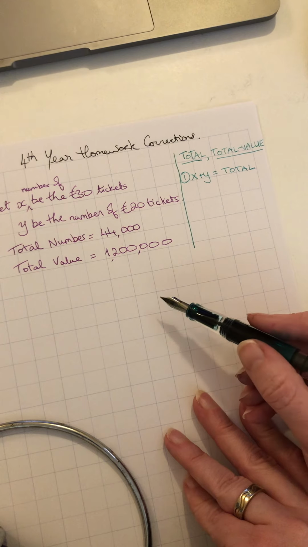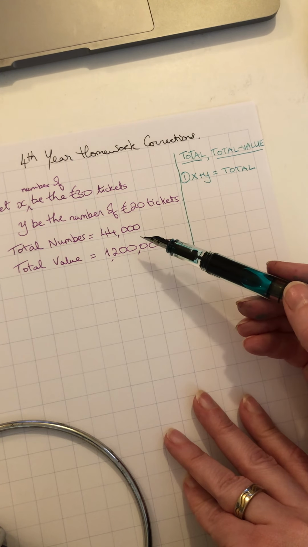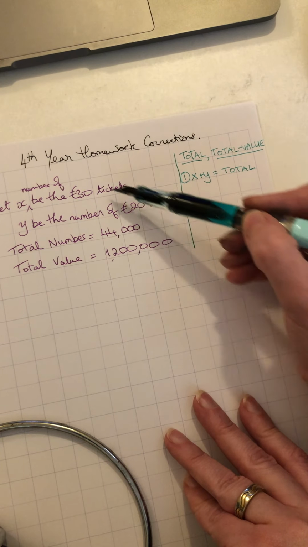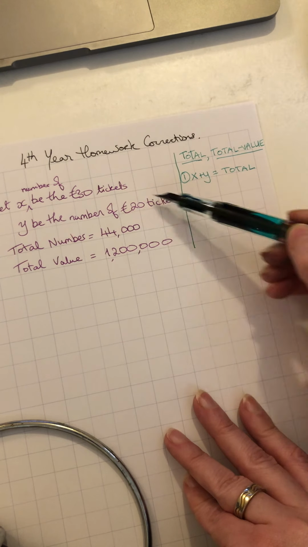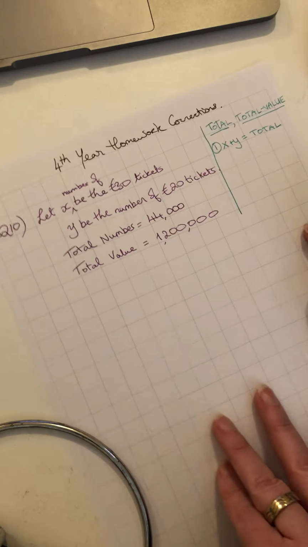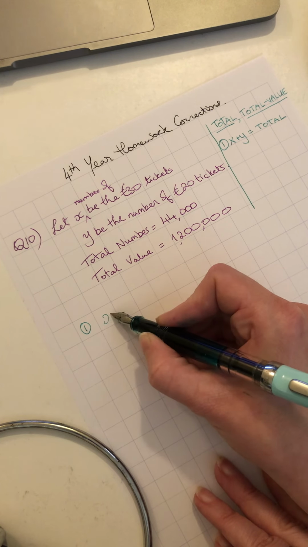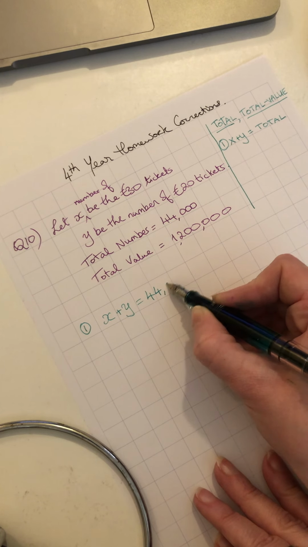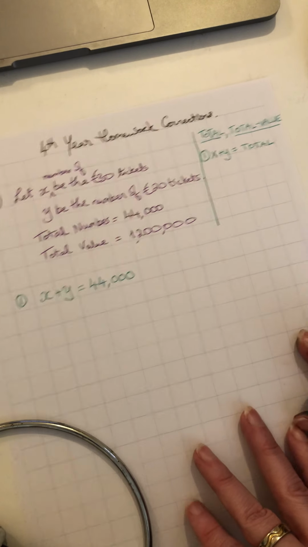Because if I have 44,000 tickets in total, then that number, 44,000, is split between the people who paid the higher price and the people who paid the lower price. So X and Y must add up to 44,000, and that's my first equation. X plus Y is equal to 44,000. So hopefully everybody would be able to write down that equation.